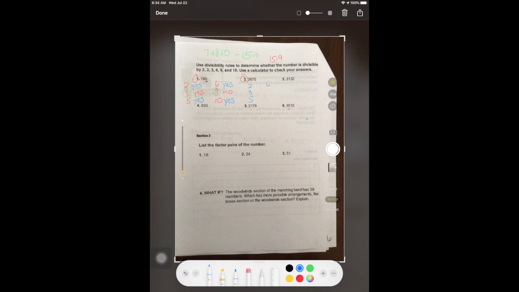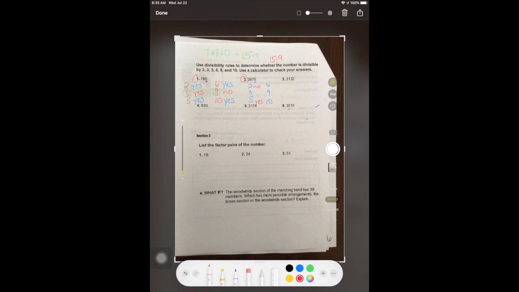3,675. 2, 3, 5, 6, 9, 10. Okay, again, let's start with 2, 5, and 10. I look at the end of the number right here. Is that even? Does it end in 0, 2, 4, 6, or 8? It does not. So 2 is a no. It's not an even number, so 2 does not divide into it. The rule for 5s is it has to end in a 5 or a 0. Well, it does, so 5 will divide into 3,675. It is a factor.